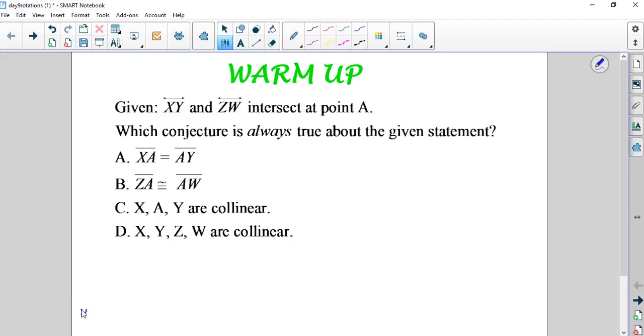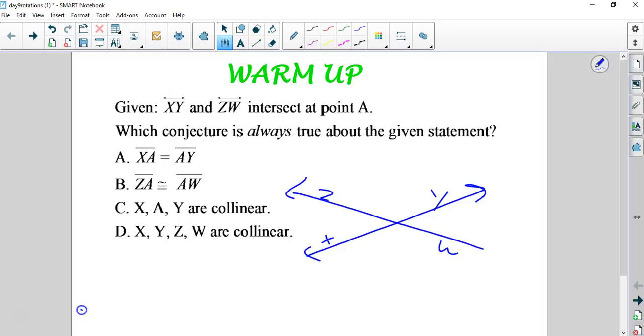Okay, quick warm-up. Given the idea that we have X, Y, the best thing to do is just draw this out. X, Y, and ZW intersect at point A. Is XY equal to AY?